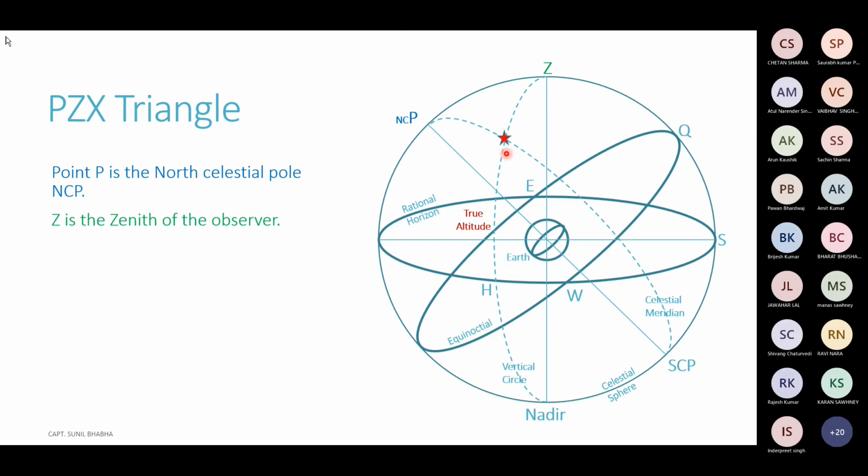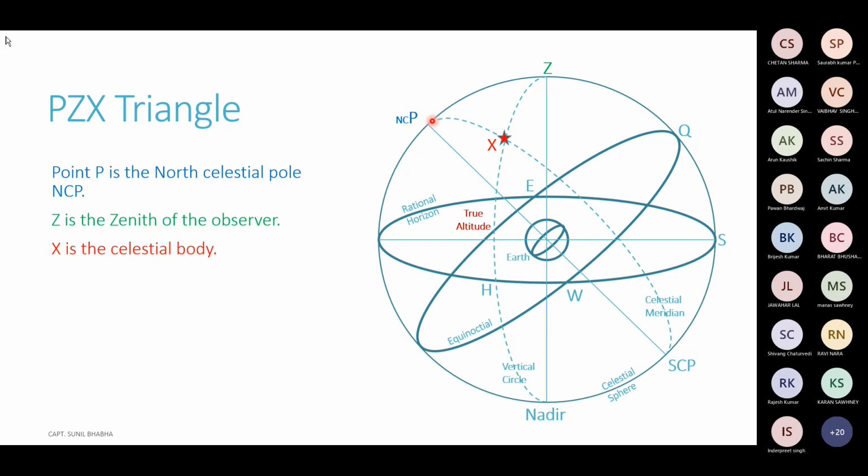The celestial body's position is represented by X. So let's mark an X here. So we have the P point representing the north celestial pole. We have the Z point representing the zenith of the observer. And we have the X point representing the celestial body.